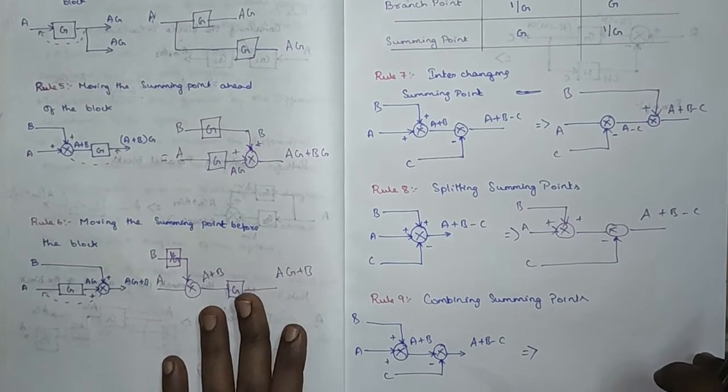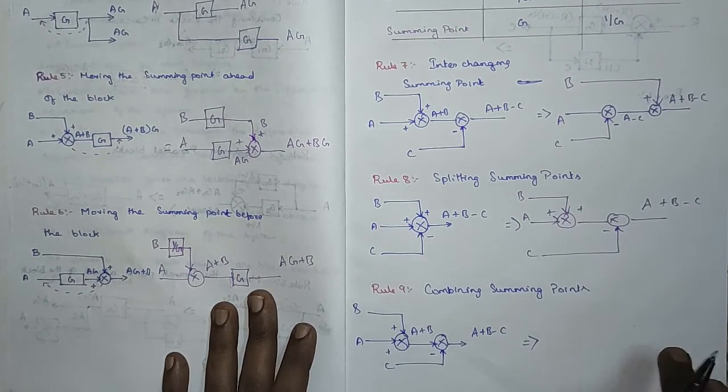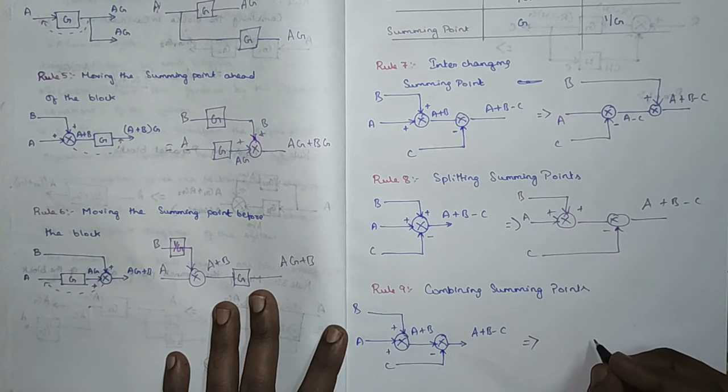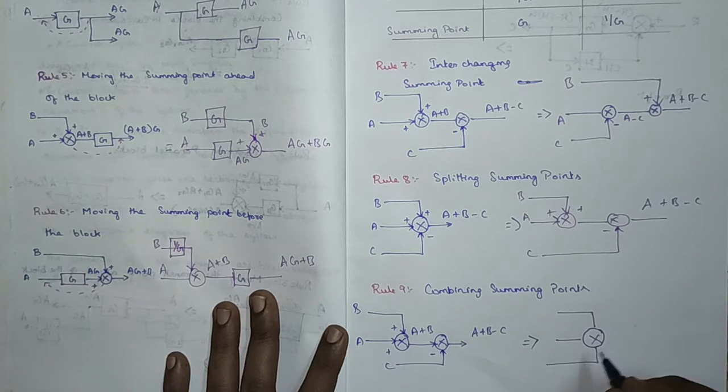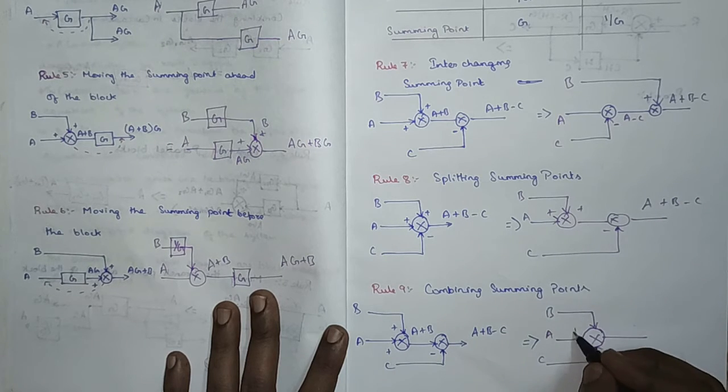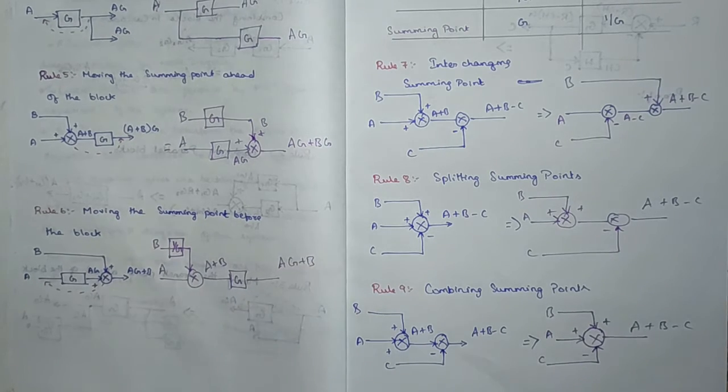Rule number 9: we have seen splitting of the summing point. Now we are going to see combining of summing points. As I said earlier, the summing point can accommodate 3 inputs, and it will have 1 output. So all the 3 inputs are given to the summing point. So what are the 3 inputs? It's a, b and c, and we have to mention the sign too. It's a plus, plus and minus, so the answer is going to be a plus b minus c.